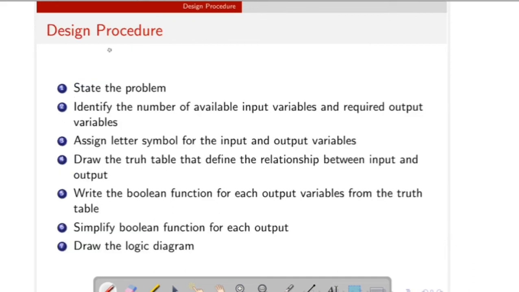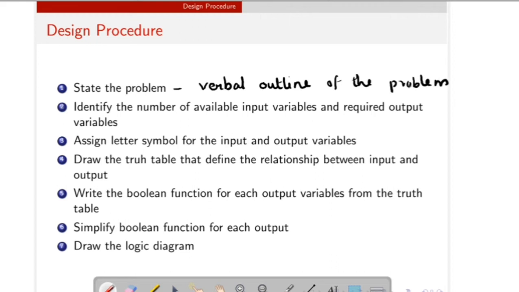Okay, the next is what is the design procedure for the combinational logic circuit. So there are 7 steps for designing a combinational logic circuit. The first step is state the problem. State the problem means verbal outline of the problem. Okay, we have to state the problem clearly. That is the first step, verbal outline of the problem.